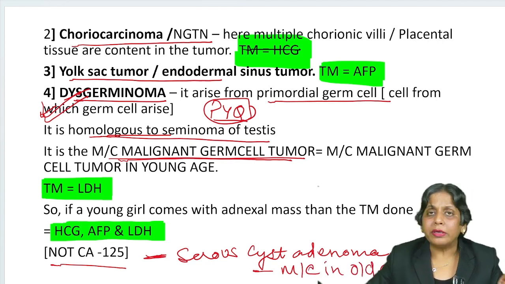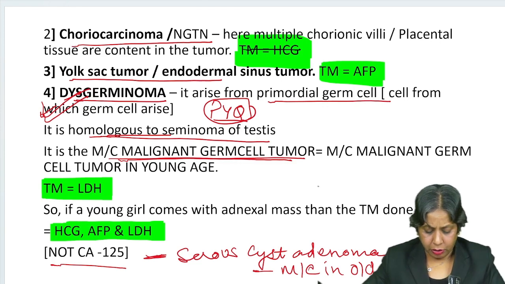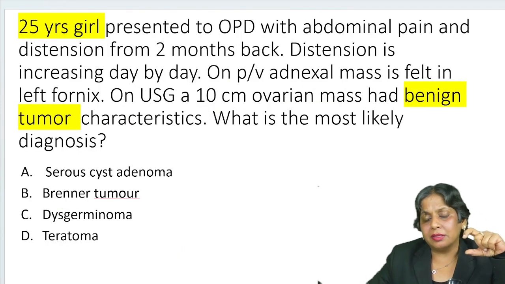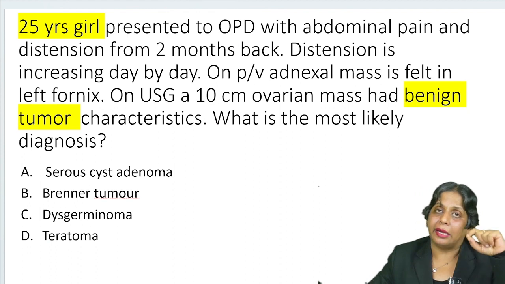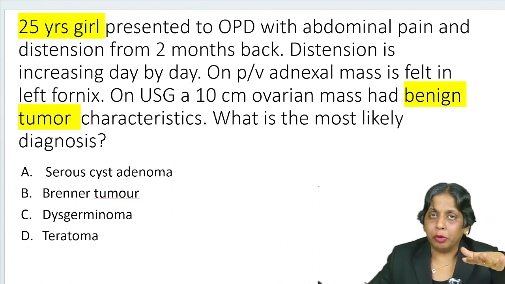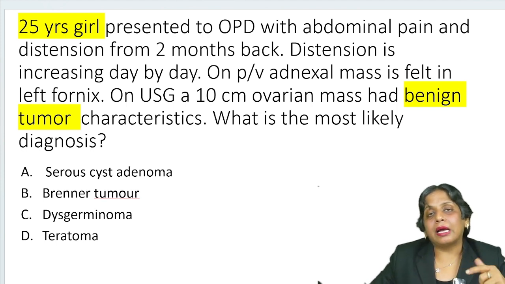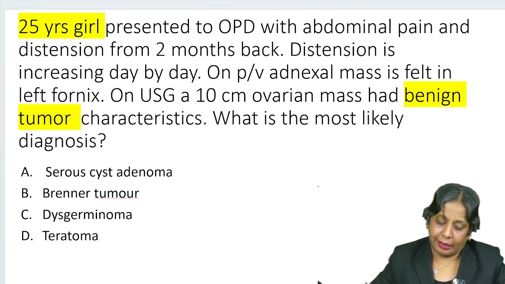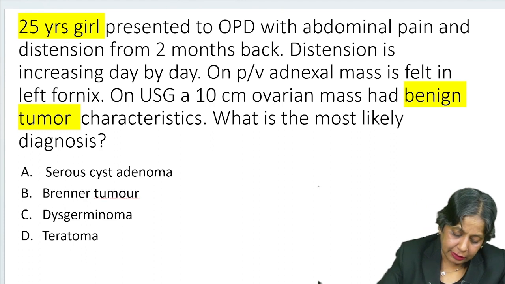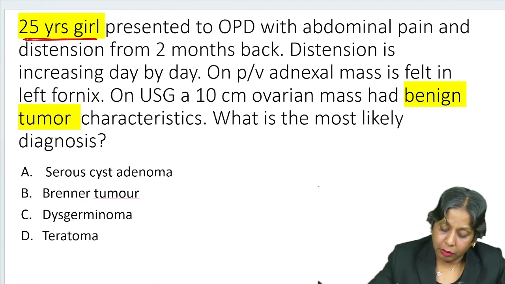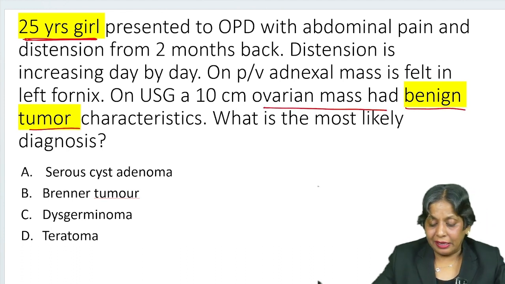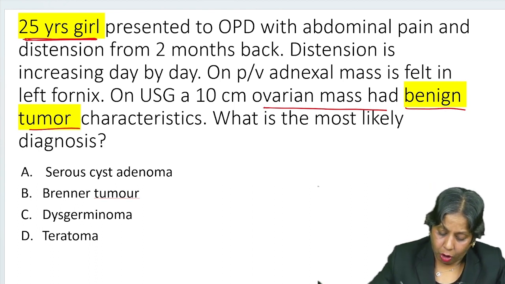So next time whenever you are answering a question on ovarian tumor masses, you will first see what the age is. Okay, and if it is old age, you will go for epithelial cell tumors and their types, and if it is young age, you will go for germ cell tumors and their types. Now let us see what is being asked here. A 25-year-old girl has an ovarian mass with benign characteristics. Let's see what the options are.